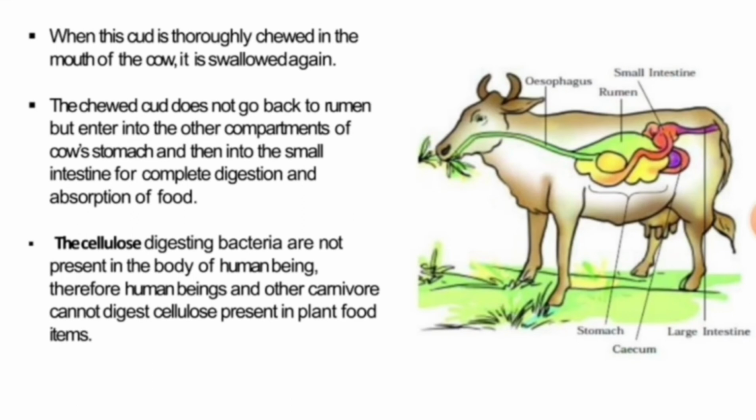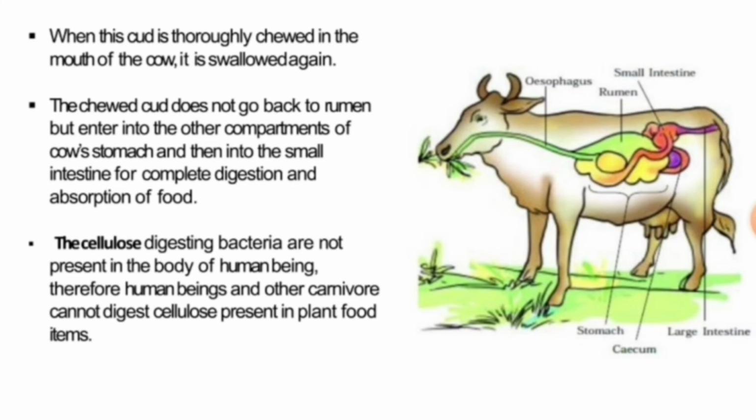If you look here, you can see here, cud is thoroughly chewed in the mouth of the cow. It is swallowed again. The chewed cud does not go back to the rumen but enters the other compartments of the cow's stomach and then into the small intestine for complete digestion and absorption of food. First it goes to the rumen at the time of grazing, then it just comes back to the mouth, is chewed once again, and is not sent back to the rumen but to the other parts of the stomach.